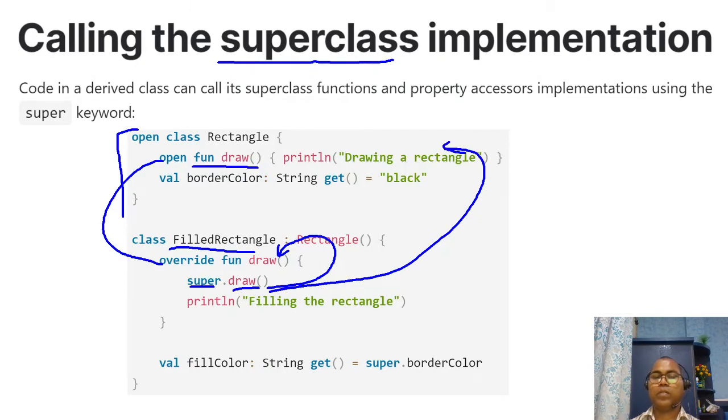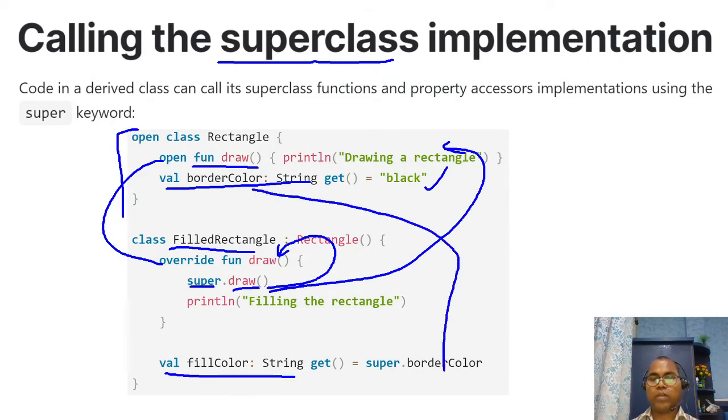Similarly, if there are any variables with a setter and getter, you can also declare them in a subclass, and you have to access this variable using the super keyword. The super keyword is used to access your superclass overridden method as well as any superclass variable.